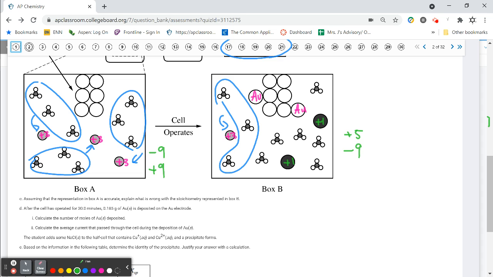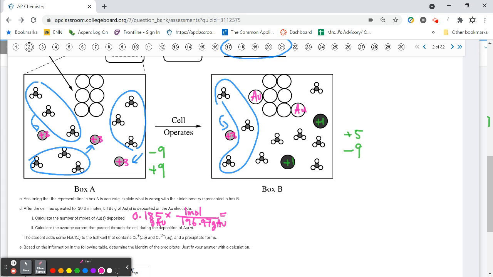Okay, so Part D. After the cell has operated for 30 minutes, 0.185 grams of gold is deposited onto the gold electrode. Number one, calculate the number of moles of gold deposited. So that's super easy. You got 0.185 grams of gold times, I need the molar mass of gold from your periodic table. That is 196.97 grams of gold on the bottom for every 1 mole of gold.